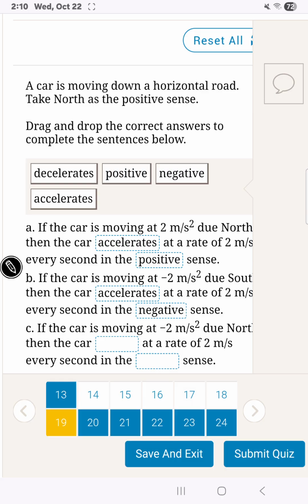Last question, C, now. If the car is moving at negative 2 meters per second due north, then the car here decelerates. So here we choose decelerate at 2 meters per second every second in the positive sense.